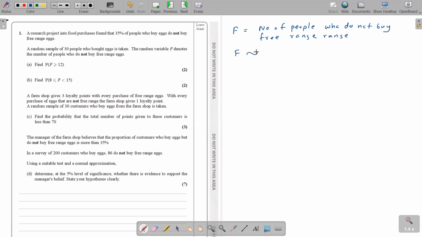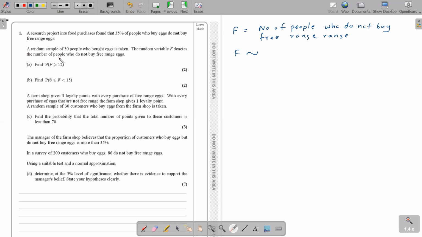Now you know this is definitely something to do with discrete because you can see there are 30 people here. You have to make a decision whether you are going to go with binomial or Poisson. They say here research project into food purchases found that 35% of people who buy eggs do not buy free-range eggs. So they have given you the proportion of people who don't buy free-range eggs. Also, they have given you a random sample of 30 people, meaning they have given you how many people they are using for this.